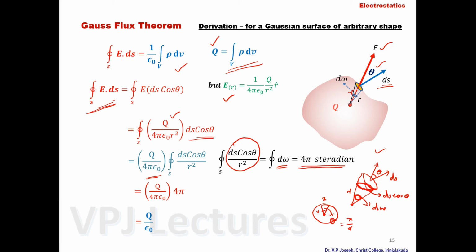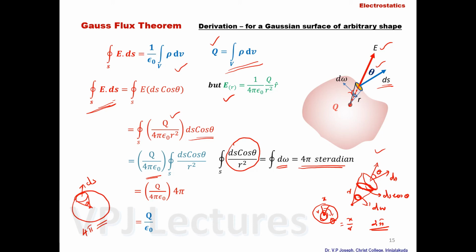We consider a sphere like this, and any surface area is considered. So this is ds. Then this is the solid angle, the angle subtended as d omega. And if you take the integral of d omega, it means the total angle. In the two-dimensional case, you get this as 2 pi radians, and in the three-dimensional case it is 4 pi steradians.